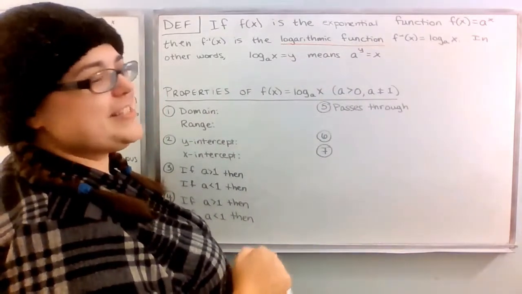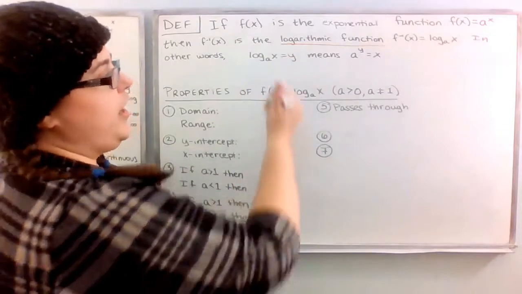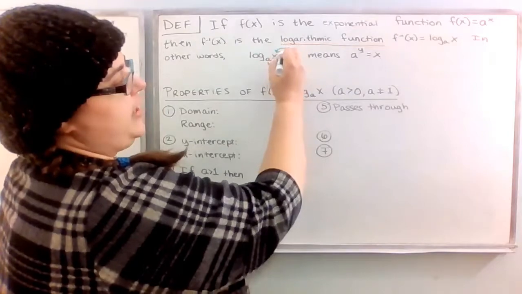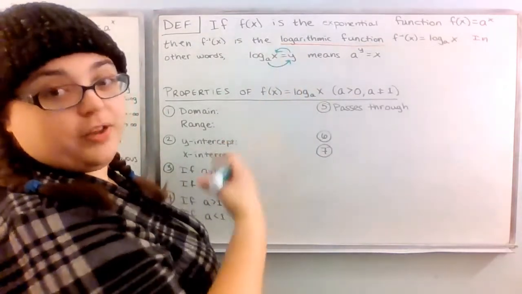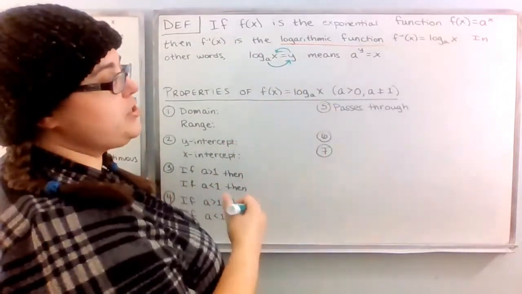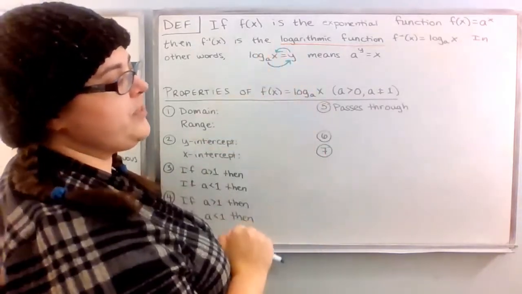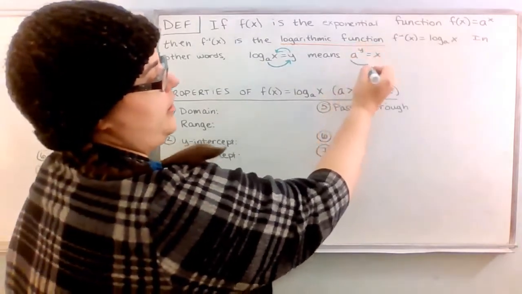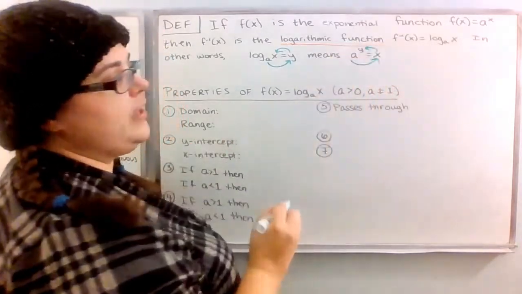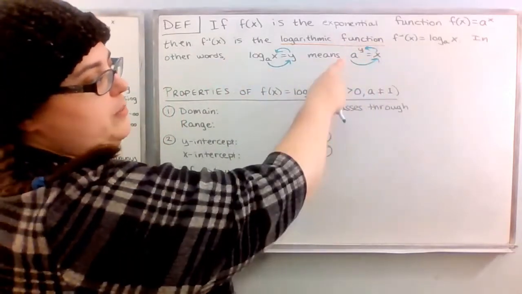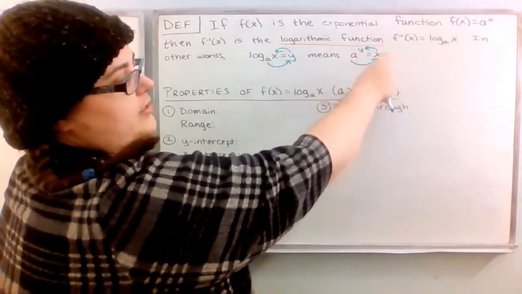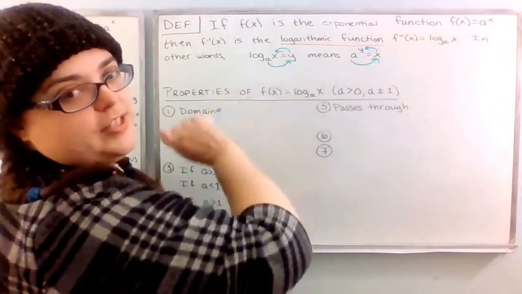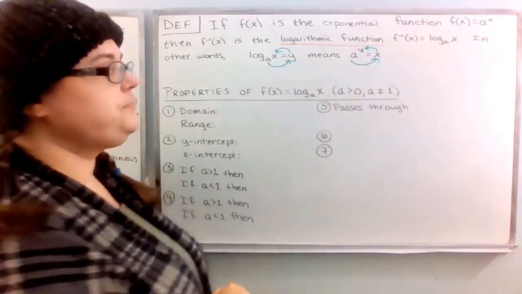I also remember this in kind of a cyclical manner. I start here with the base and I think a to the y equals x. So if I'm writing from a logarithmic expression into an exponential expression, that's the motion that I use. And if I want to go backwards, then log base a of x equals y. So it's that same circular motion. Here's my base. So log base a of x equals y. That's how you can write from one form into the other.